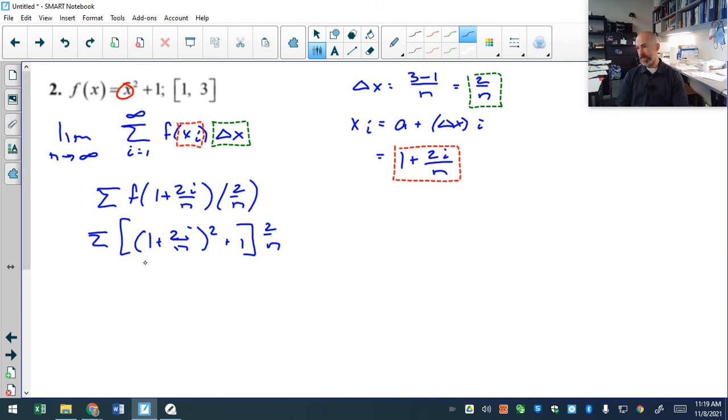Now we expand that. How good are we at expanding? If you square that, we'll have 1 squared plus 1 is going to be 2, plus 1 times 2i over n, and I'll have 2 of those. That's 4i over n, plus 2i over n all squared would be 4i squared over n squared. All of that times 2 over n. My delta x is still just hanging on the outside.